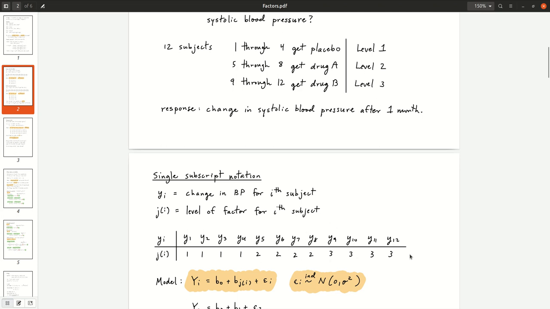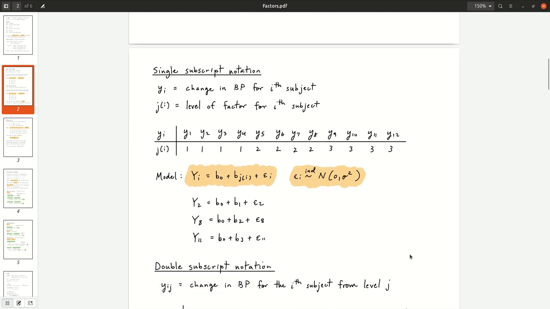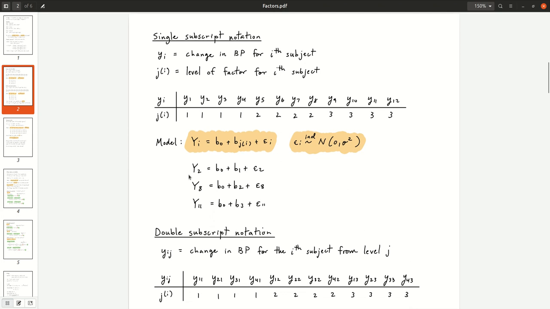And then the last four get drug B, which is level three. Okay, now we have the notation we need to specify the model. And it's pretty simple. Here's all it is. So capital Y_i is the random variable we're using to model the data response, lowercase y_i. And this is equal to B0 plus B sub J of i plus epsilon i. And our assumption about the errors is that they're independent normals. So that's the same as before.